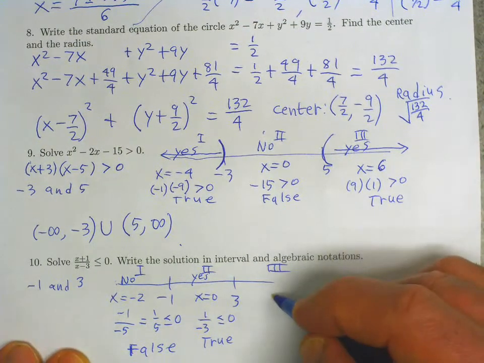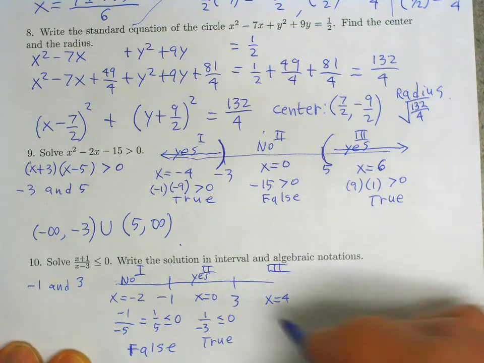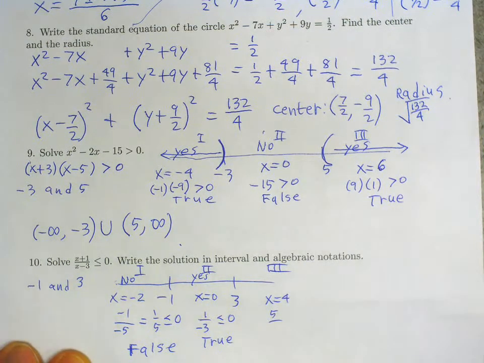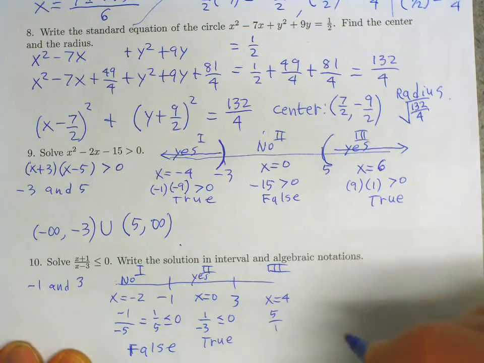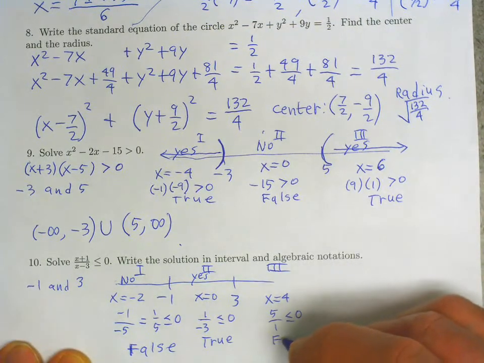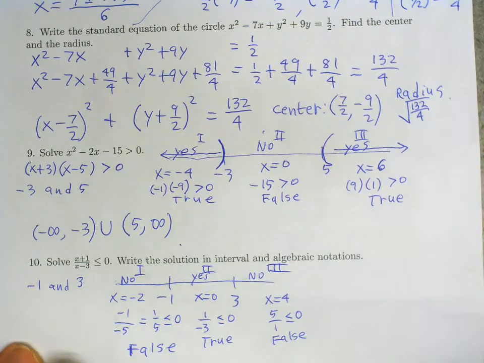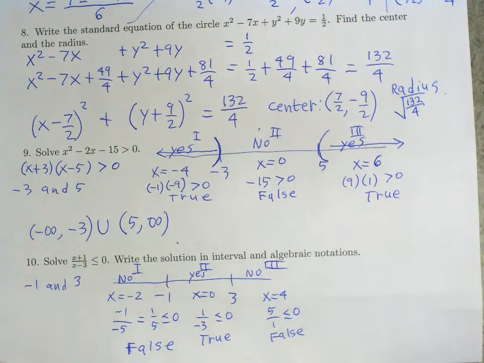Then in the third interval, pick x equals 4 or any other number greater than 3. So in the numerator, 4 plus 1 is 5. In the denominator, 4 minus 3 is 1. And this positive number less than or equal to 0, that's false. So none of the numbers greater than 3 are solutions.